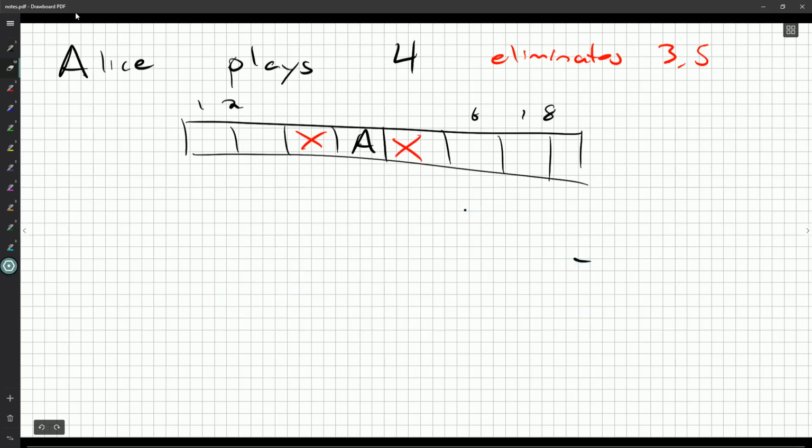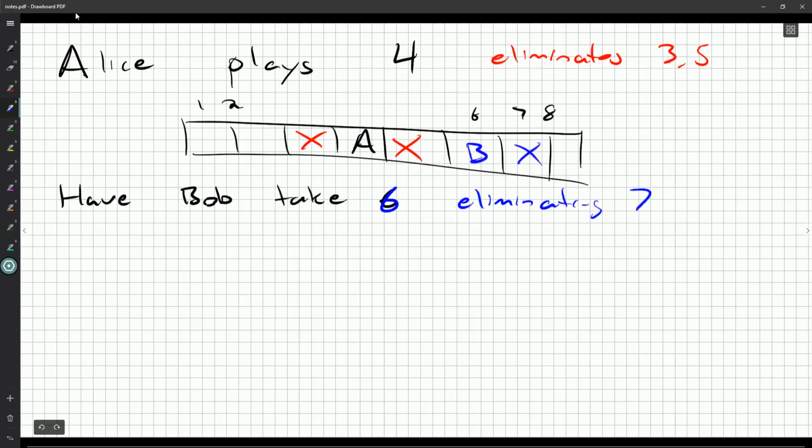This is not as hard a game theory question as it may have first looked, because they actually tell us who's going to win. So we just need to, when confronted with Alice's different options, tell them what Bob can do. We're not hunting to determine who's going to win for what stretch of n seats. Okay, so we'll say have Bob take 6, eliminating 7. Bob goes here.